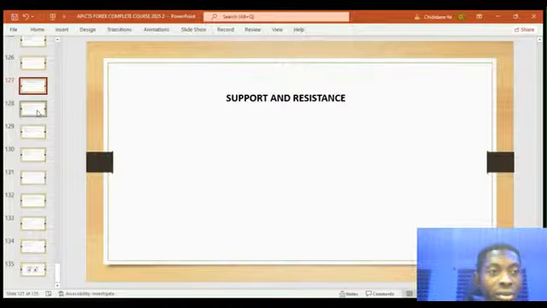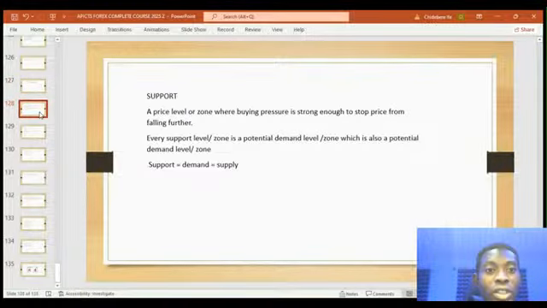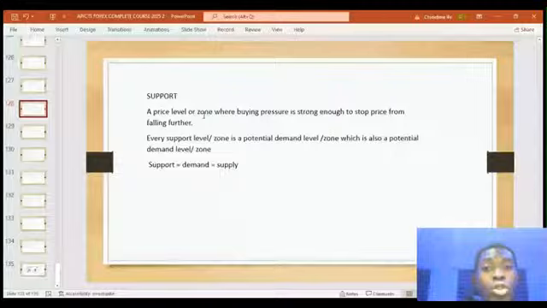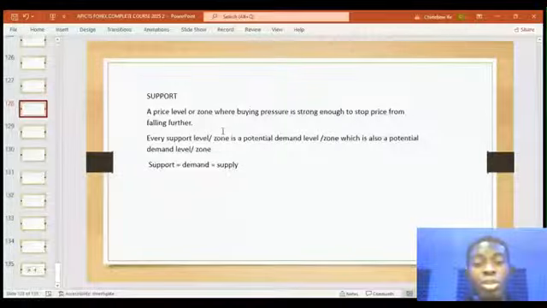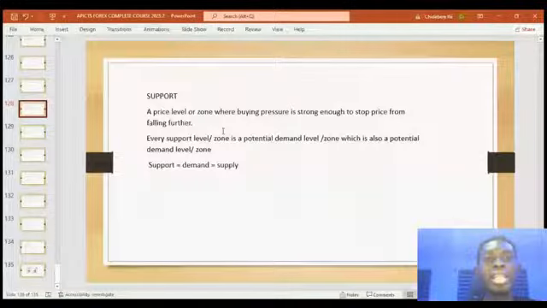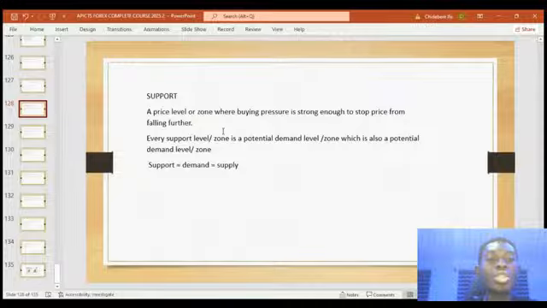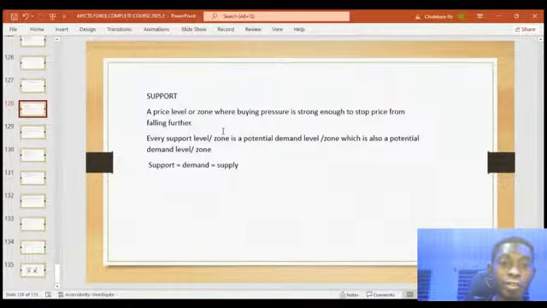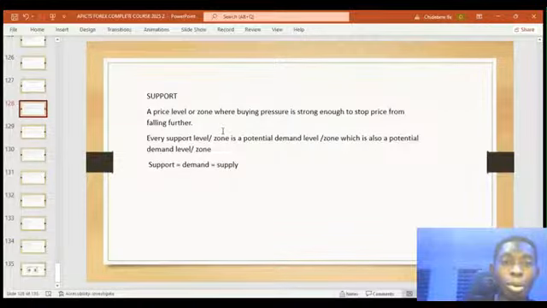So what is a support? A buy price that is strong enough to stop the price from falling further. That means it's been supported. In those days when my coach was teaching me support and resistance, what he used to do is take a football, and you bounce it down, bounce it up, bounce it down. When the ball is hitting the floor, that is support. Support is the floor where the price bounces back to the upside.